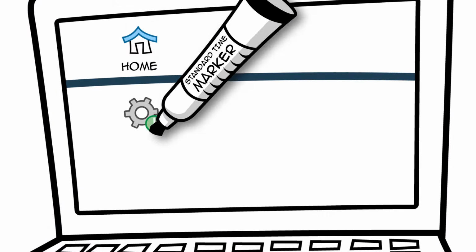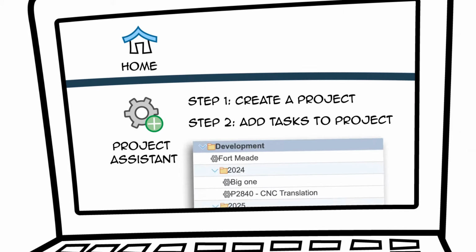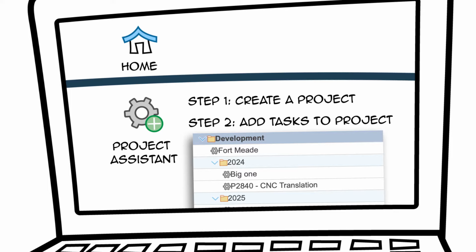Start at the homepage in Standard Time. Click the Project Assistant. Enter a new project and some tasks. Now you've got a work order and some process steps you can track with barcodes.